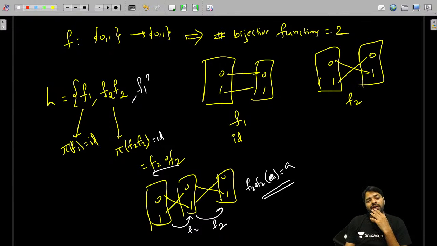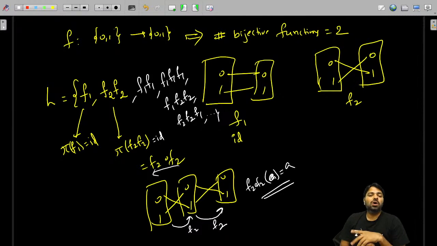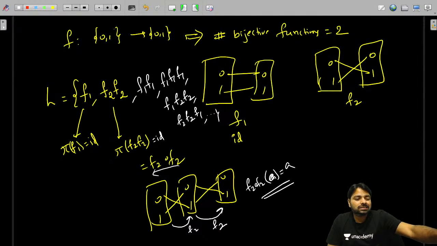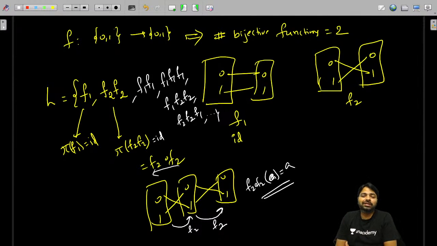Similarly, F1 is ID. These are the strings of length 2 so far. Length 1 is over, length 2 is over, now length 3. You can have F1, F1, F2, F2, and F2 two times F1, and so on. All such strings are there in the language, guys. How difficult is it to understand the language? Now, how many states in the minimum DFA?